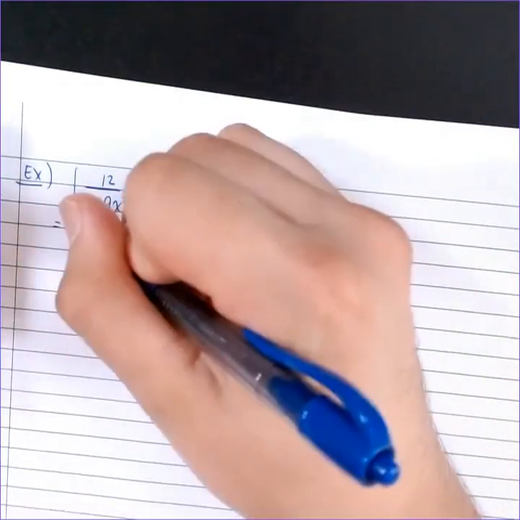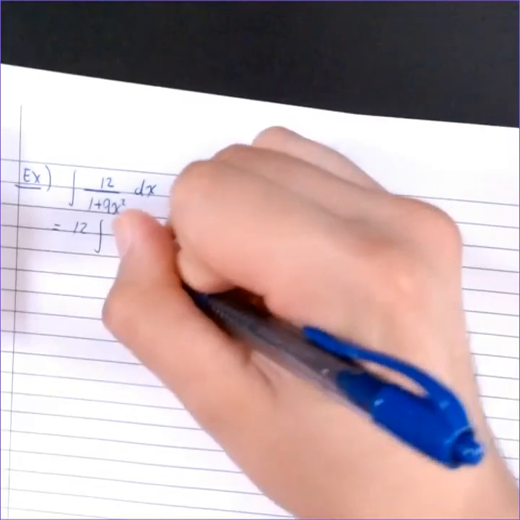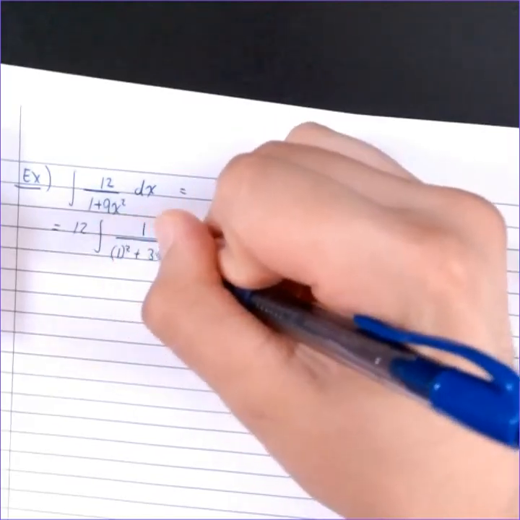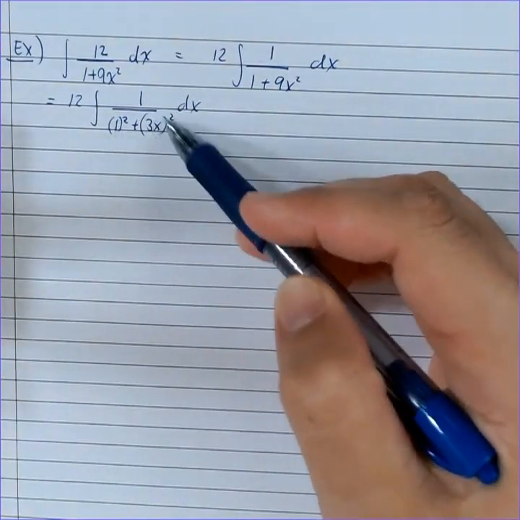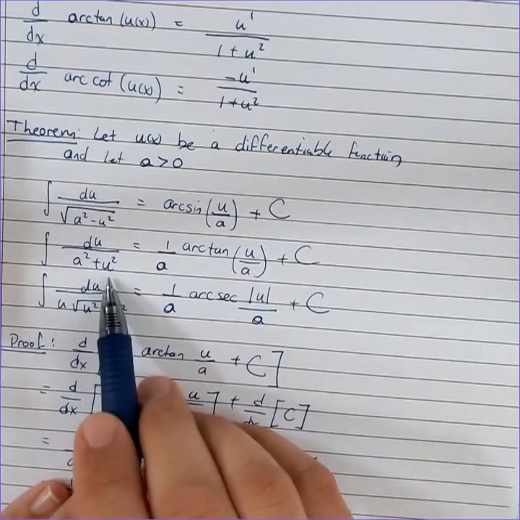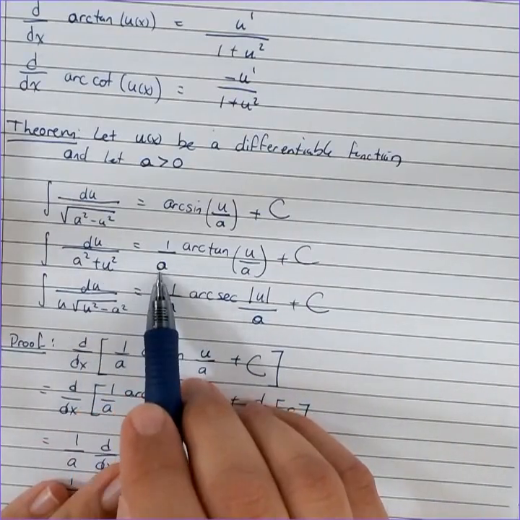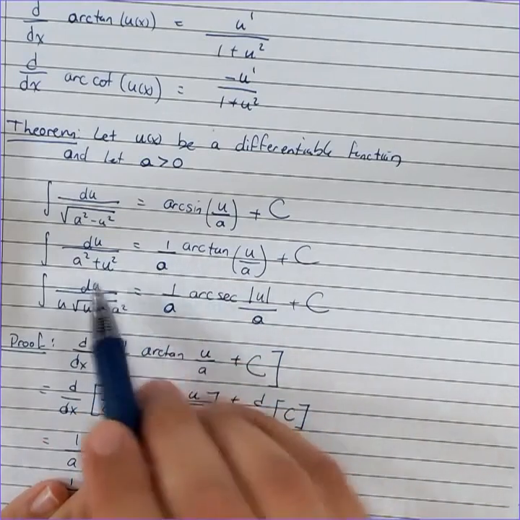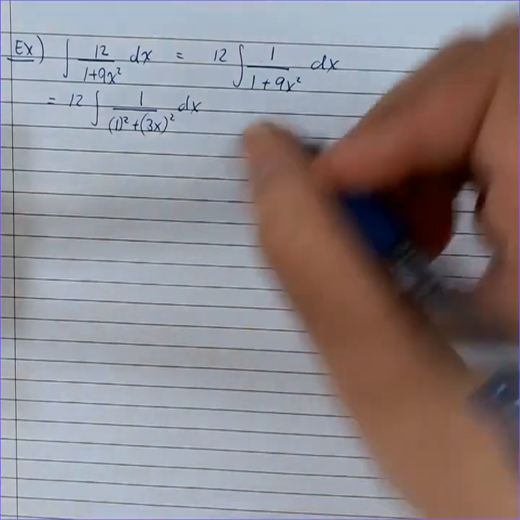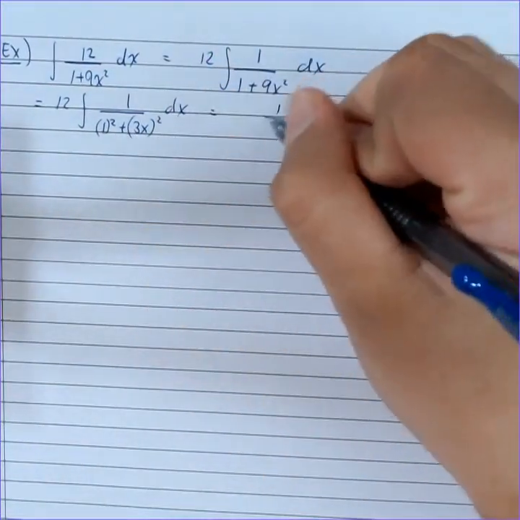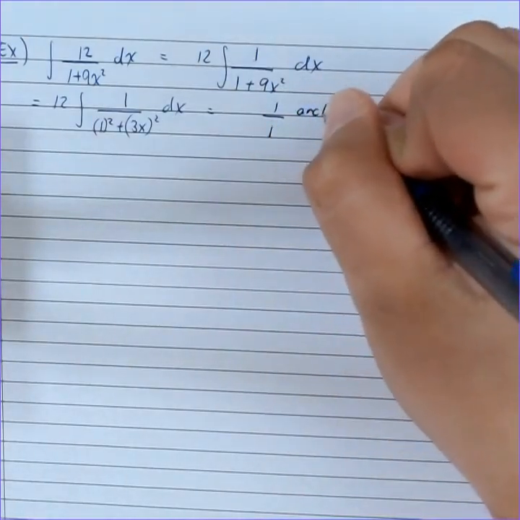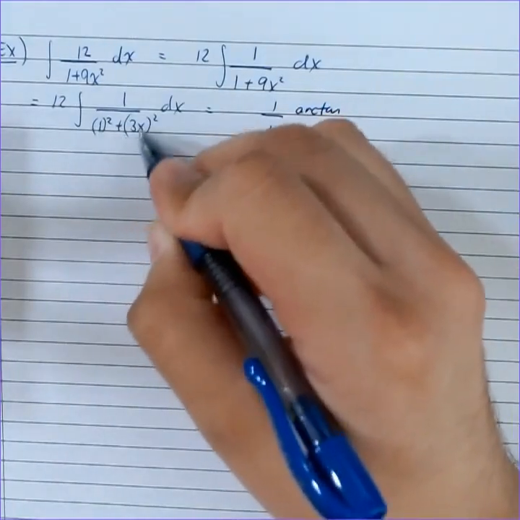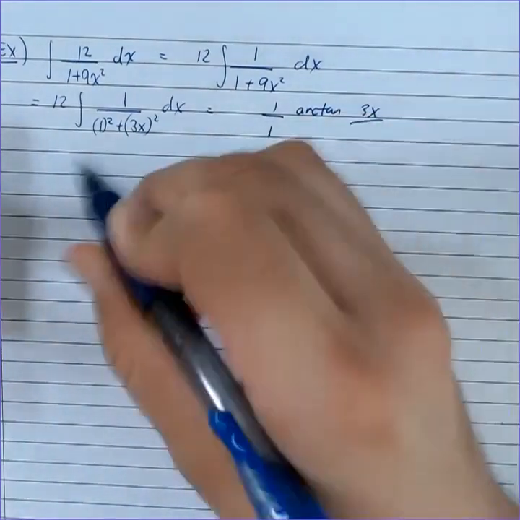Or, even more telling, we can write this as 12 times the integral of 1 over 1 squared plus 3x quantity squared dx. And now there's really no question. 1 over constant squared plus something with a variable squared. Oh, that's definitely that. So when we integrate something like that, we're going to take 1 over a times the arctangent of u over a. Okay, so that's going to give us 1 over a, that's just the number 1, times the arctangent of u, which in this case is that 3x, over, again, a, that's the number 1.